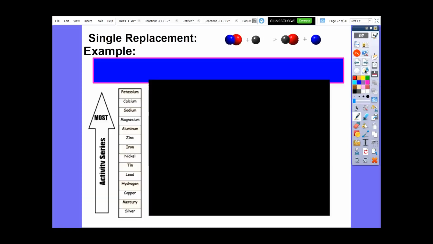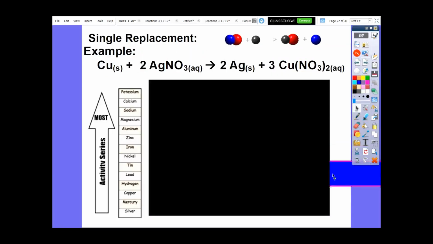So my example reaction here, and this one I can't always do because this one uses actual silver, and so it's actually kind of expensive to do. I'm going to have some solid copper reacting with some silver nitrate solution, or aqueous silver nitrate, and it's going to give us solid silver and then a copper nitrate solution, so aqueous copper nitrate. Here it goes.